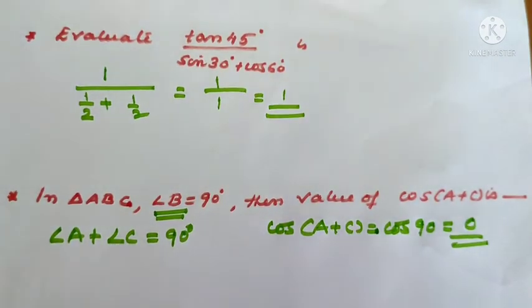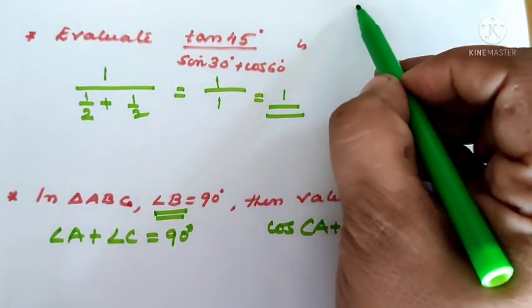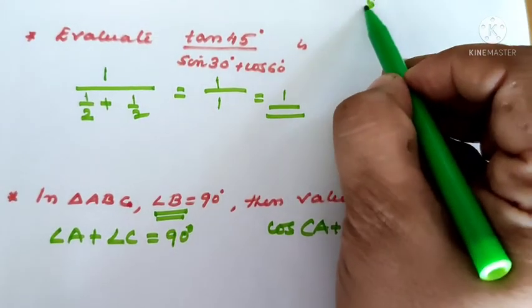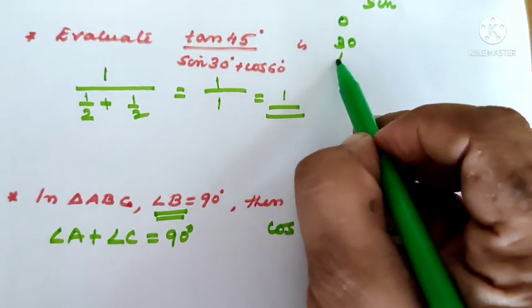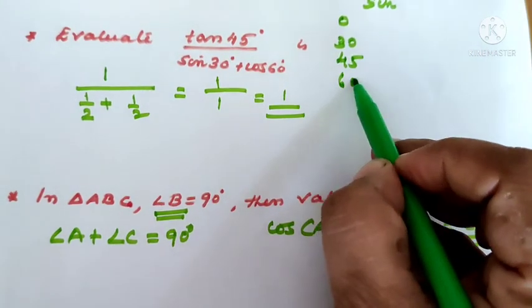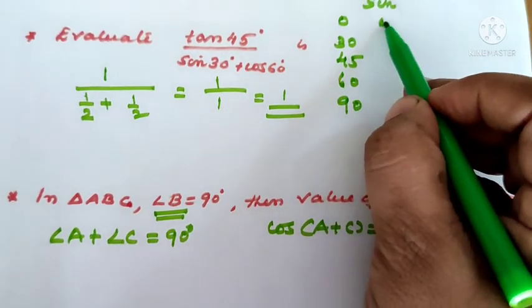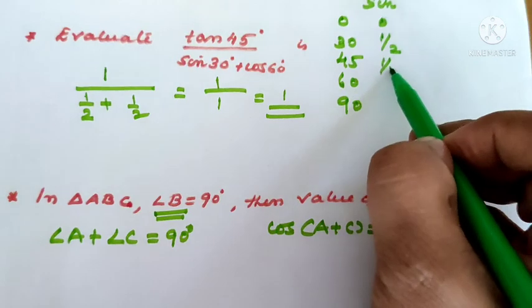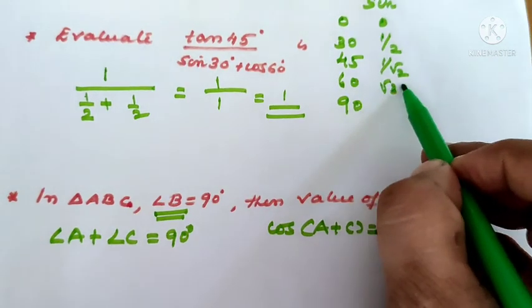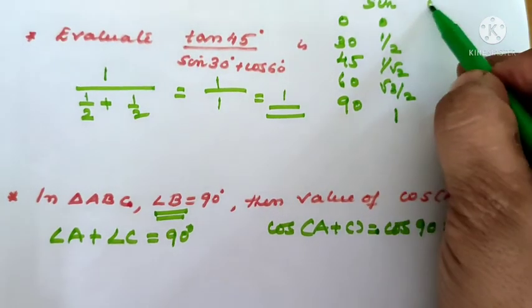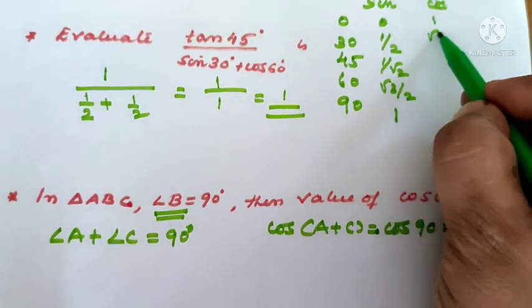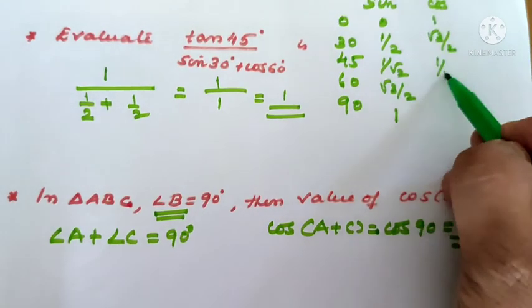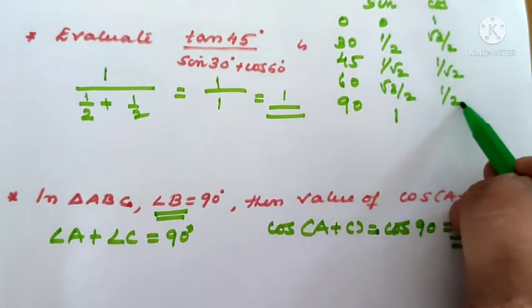So clear this one. So once again I will say that one. So sine values, I will write here 0, 30, 45, 60, 90. It is 0, 1 by 2, 1 by root 2, then root 3 by 2, then 1. So cos you can write from the reverse order, that is 1, root 3 by 2, then 1 by root 2, then 1 by 2, then 0.